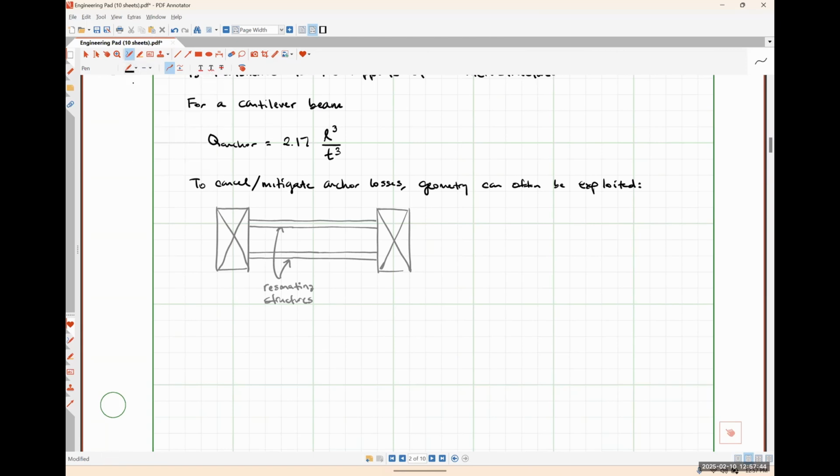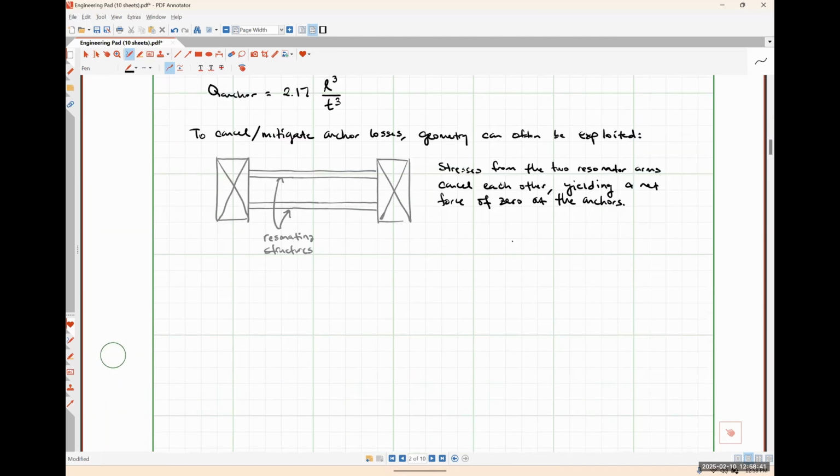Essentially, these are going to wind up resonating 180 degrees out of phase with each other, such that the stresses from the two resonator arms cancel each other, yielding a net force of 0 at the anchor. Goodness, that looks terrible. Like I said, this is a double-ended tuning fork.